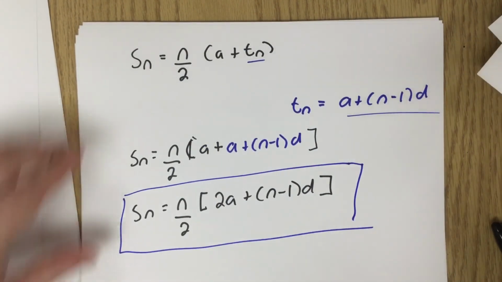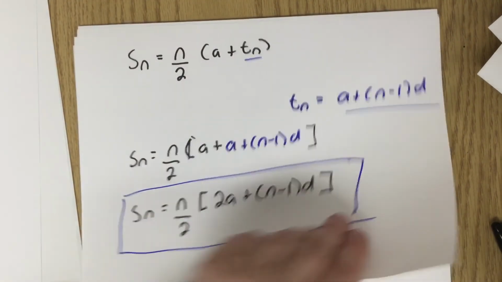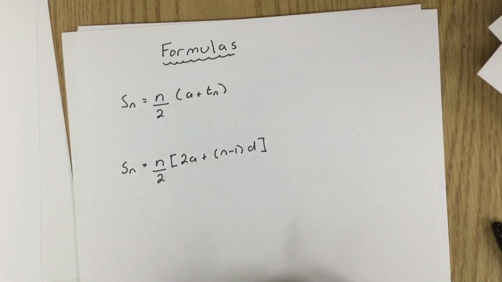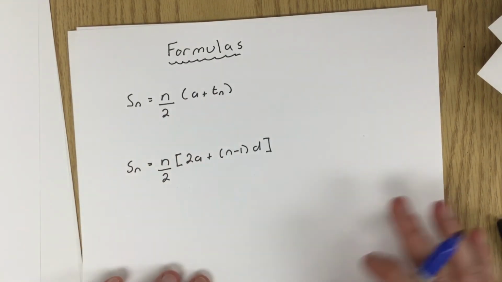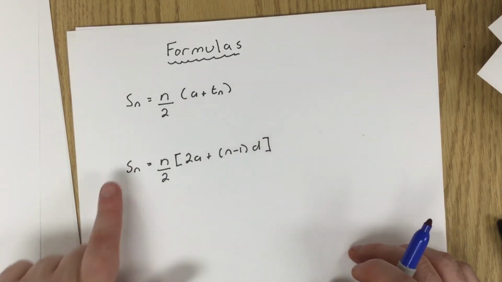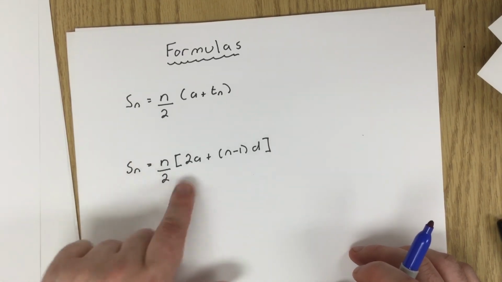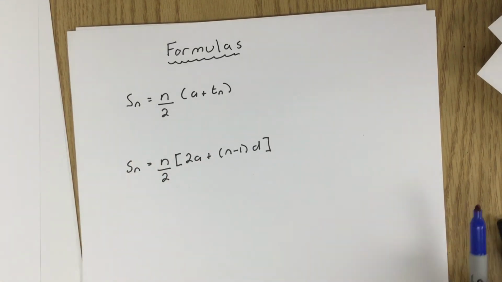Just to summarize, for the sum of the first n terms we have two formulas. Either Sn is n over 2 times (a plus Tn), which we use when we have the nth term, or the sum of the first n terms is n over 2 times [2a plus (n minus 1)d].